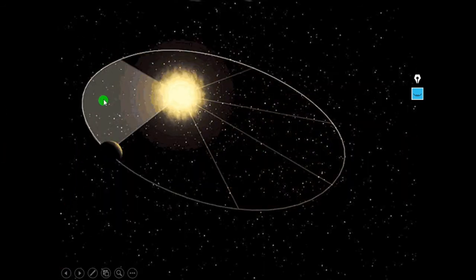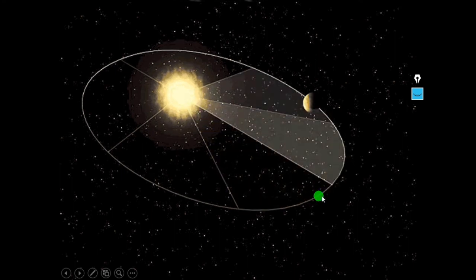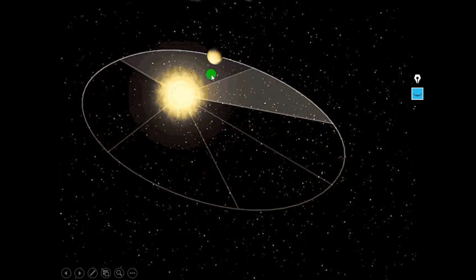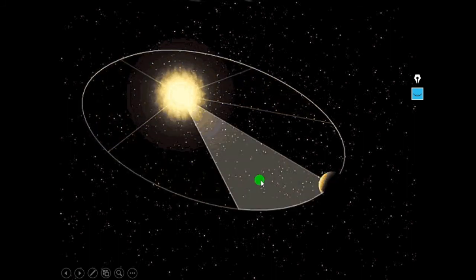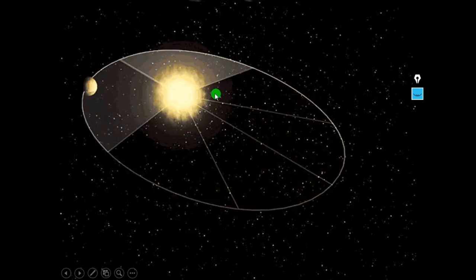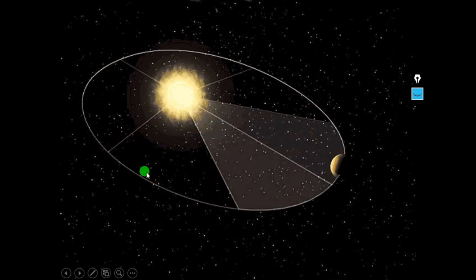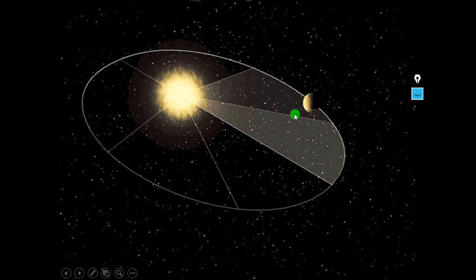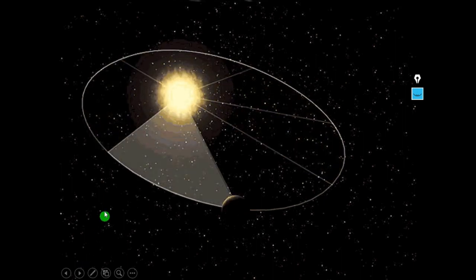See here again. These are the different areas covered by the planet in a particular interval of time. These areas at different points but of equal intervals are the same, because in equal intervals of time the planet sweeps equal areas.